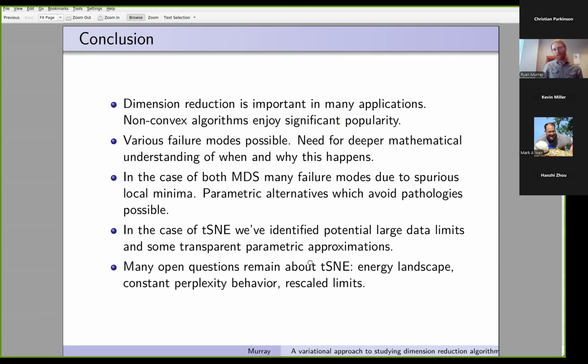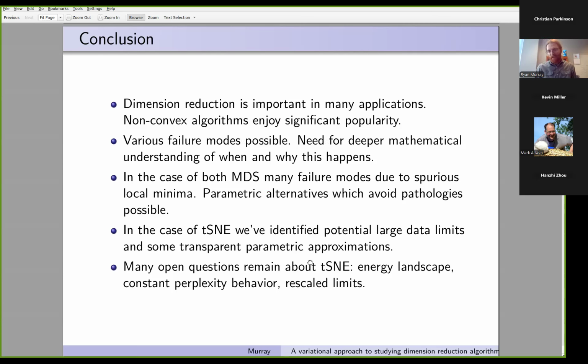Okay, so just to conclude very briefly, I hope I've been able to convey that dimension reduction algorithms are important in lots of applications, and especially non-convex algorithms like tSNE are very popular in many different contexts. However, these algorithms have various potential failure modes, and there's really a need for a deeper mathematical understanding of why this would happen.